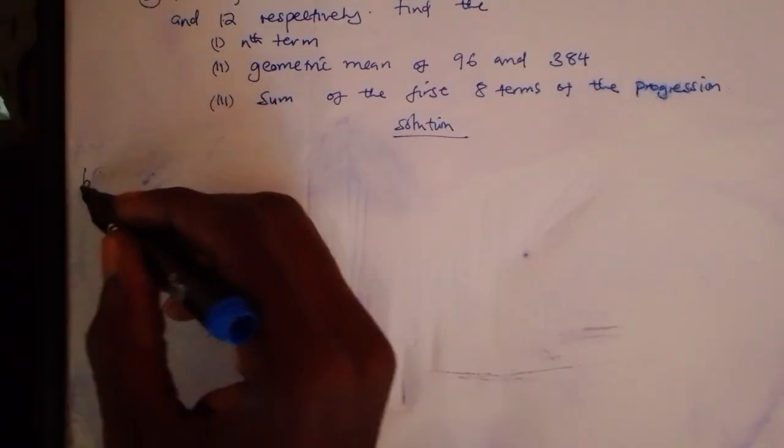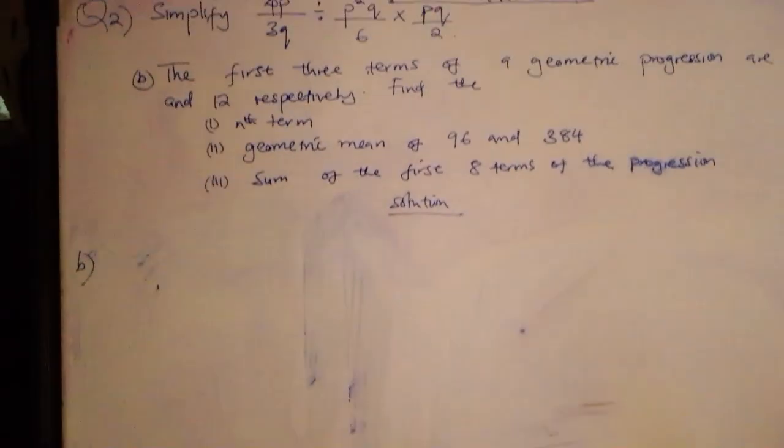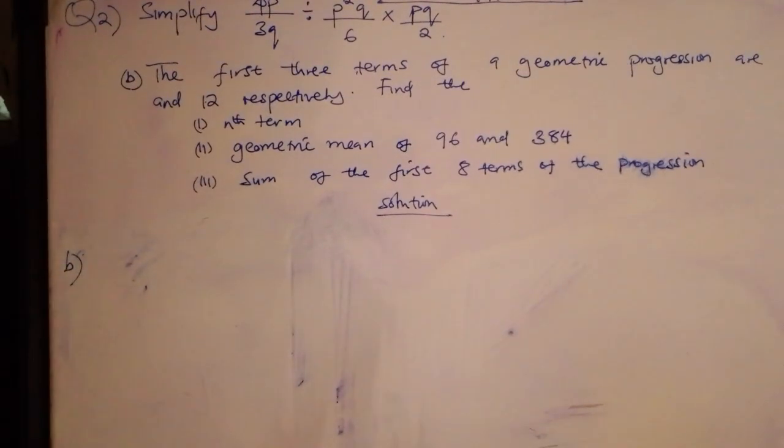So we have B. So B we have been given 3 numbers. The question is saying the first 3 terms of a geometric progression are 3, 6, and 12 respectively. Find 1, the nth term. 2, find the geometric mean of 96 and 384. 3, find the sum of the first 8 terms of the progression.